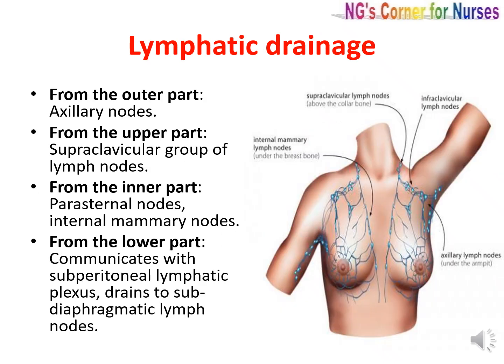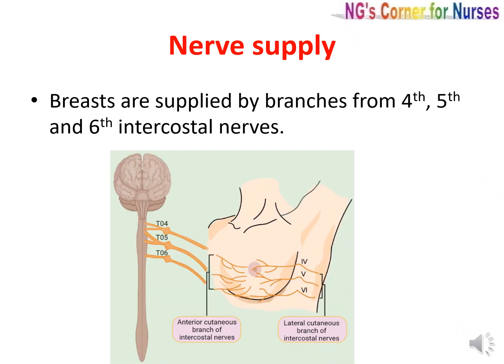Next, coming to the lymphatic drainage. From the outer part it drains into the axillary nodes. From the upper part to the supraclavicular group of lymph nodes. From the inner part into the parasternal nodes and internal mammary nodes. And from the lower part it communicates with subperitoneal lymphatic plexus and drains to subdiaphragmatic lymph nodes. And the nerve supply: the breast is supplied by branches from 4th, 5th and 6th intercostal nerves.